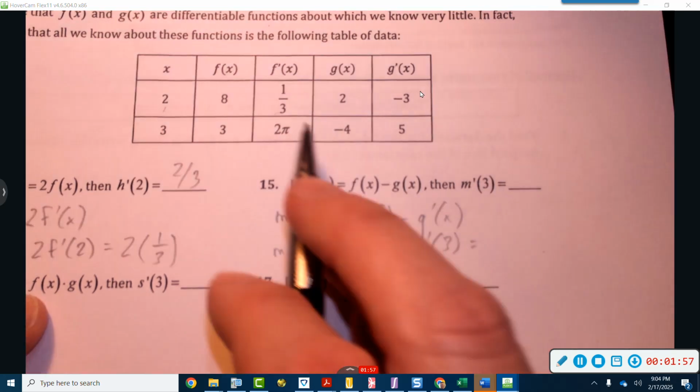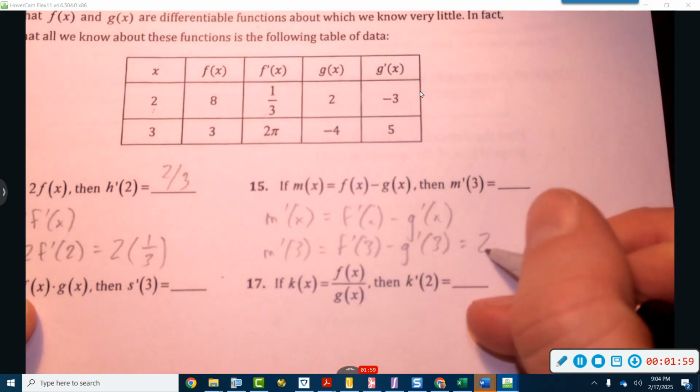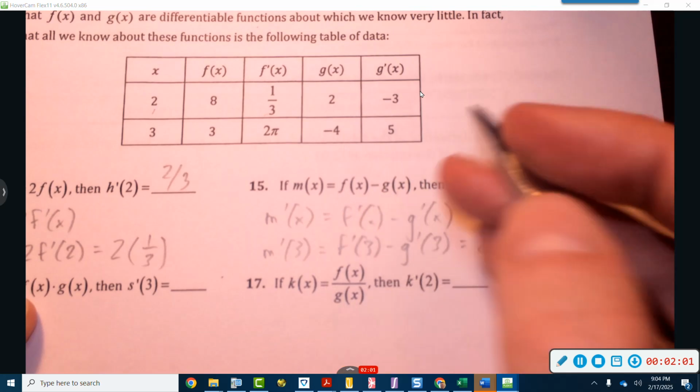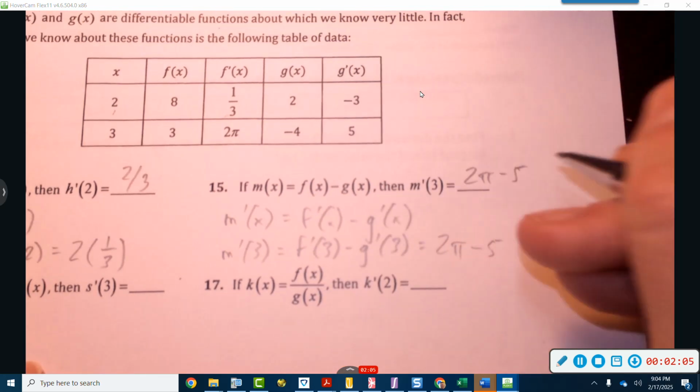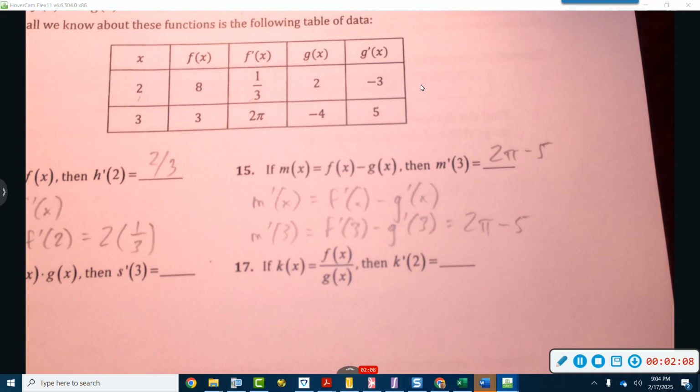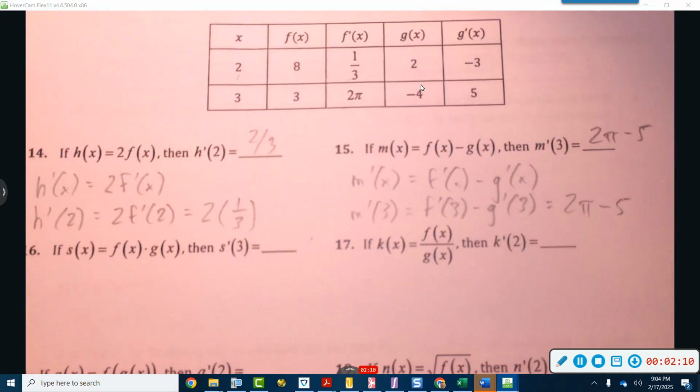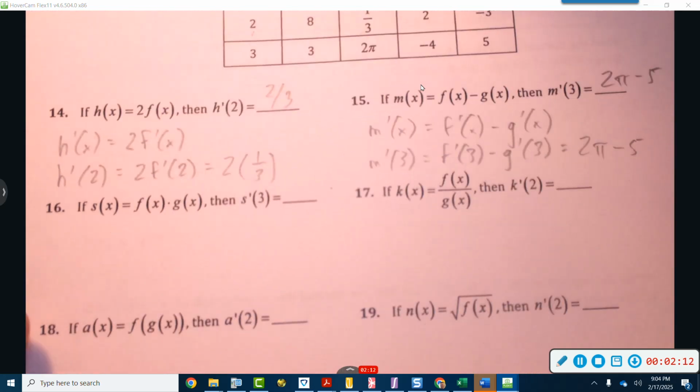Okay, and that's going to give me f prime of 3, which is 2 pi, and then g prime of 3, which is 5, and it looks like we just subtract them. So whatever 2 pi minus 5 is, that's our final answer. So what is that? It'd be 1.28.